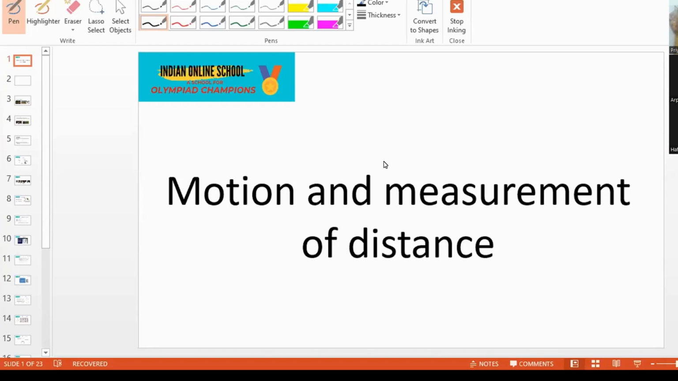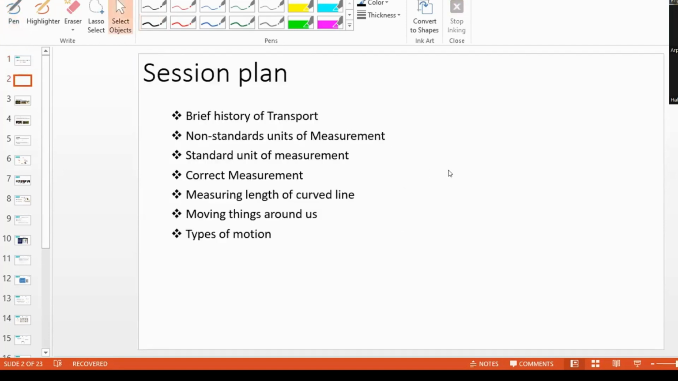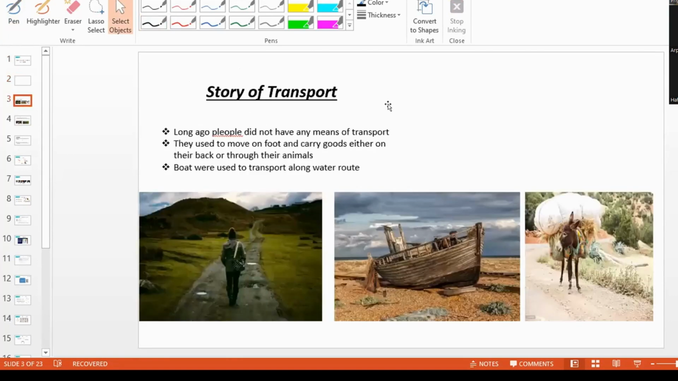Okay. So today we will discuss motion and measurement of distance. What we will learn in this session: we will have a brief history of transport. We will learn about the standard and the non-standard units of measurement. We will understand how to take correct measurement and how to take measurement of curved lines. Apart from that, we will try to understand what the different types of motion are. So, starting with the history.